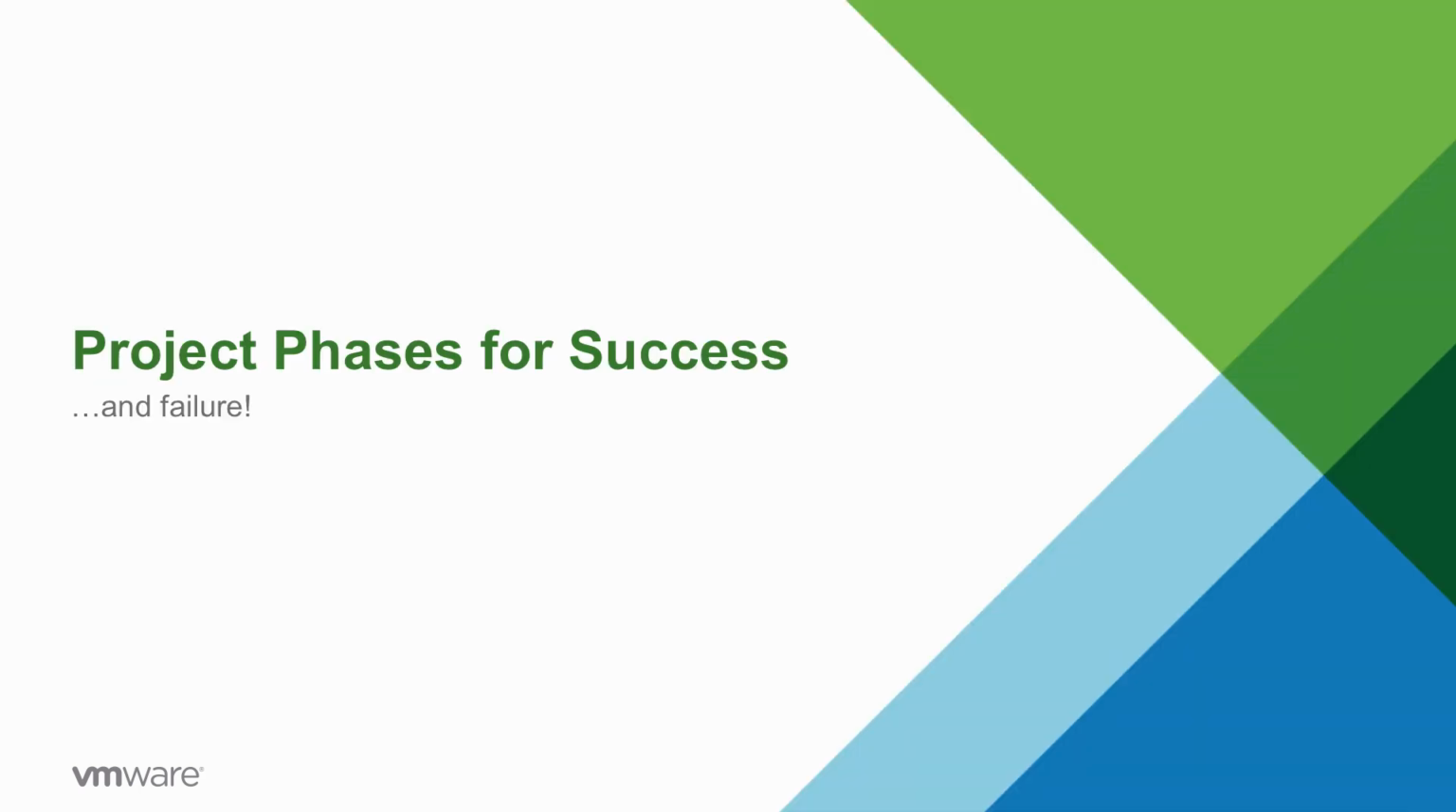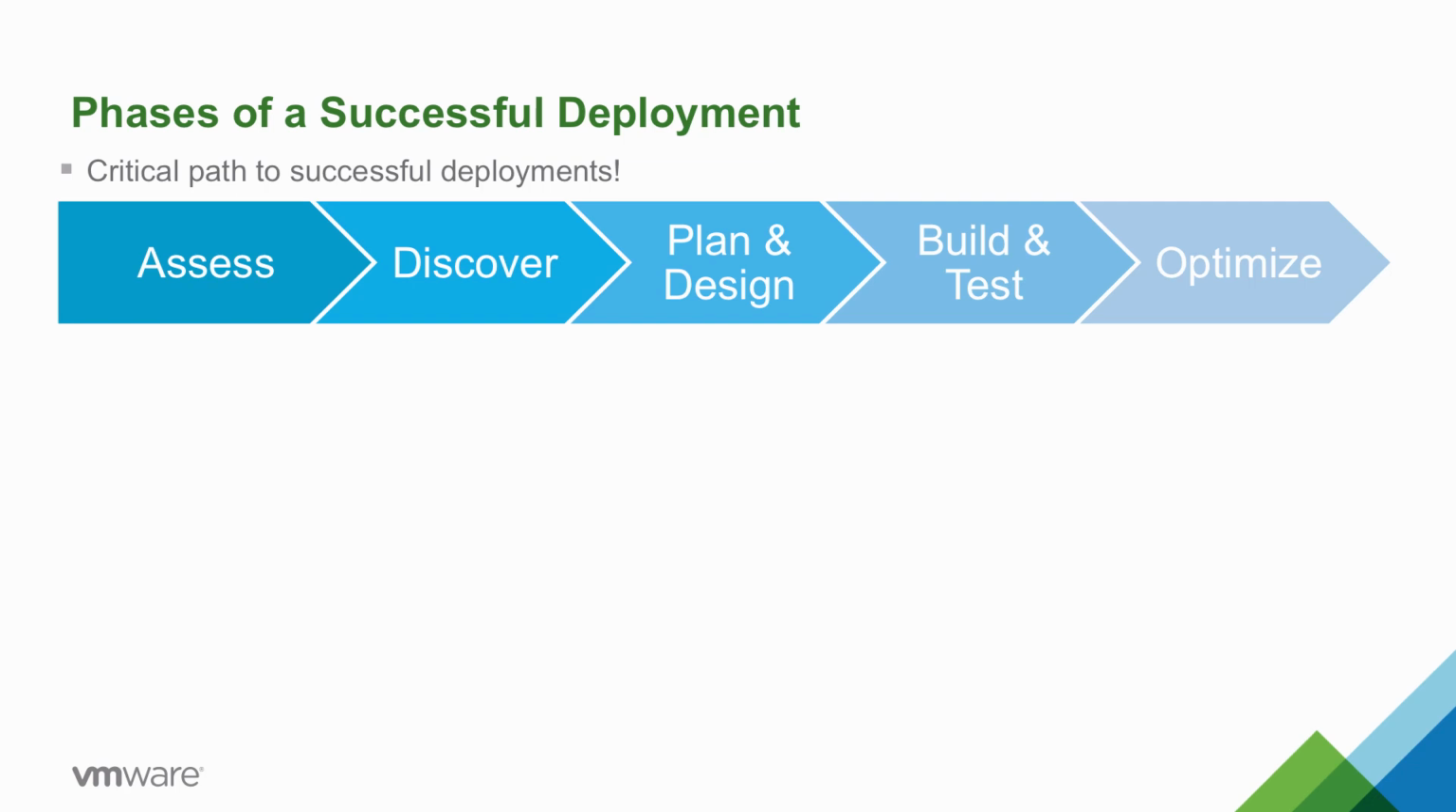Next, let's talk about the project phases for success and failure. There are 5 phases to a successful deployment, and we believe this to be a critical path. These are the phases that our consulting engineers, our architects, and our partners use to help customers deliver a successful Horizon environment. The first phase is to do an assessment. This way we understand our current situation, what the physical environment looks like, what kind of numbers we've got from a baseline standpoint around disk IOs, application usage, etc. And we also understand the business needs of the groups that we're trying to provide a Horizon environment for.